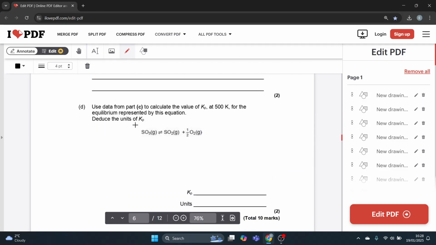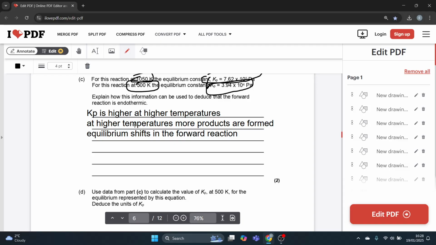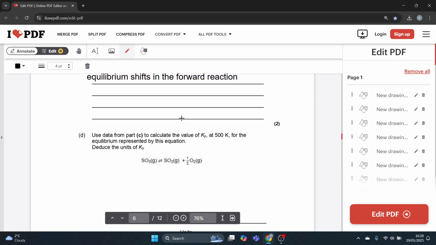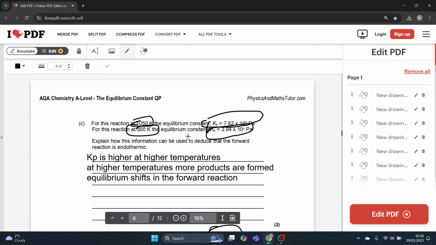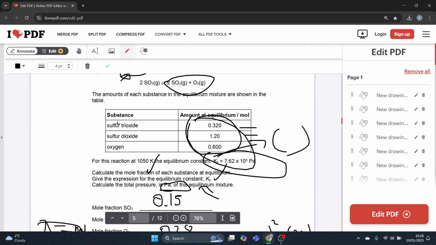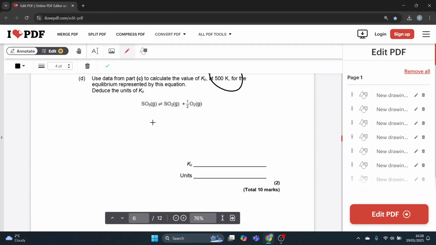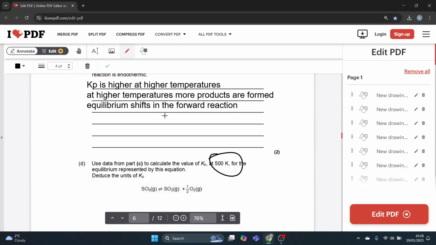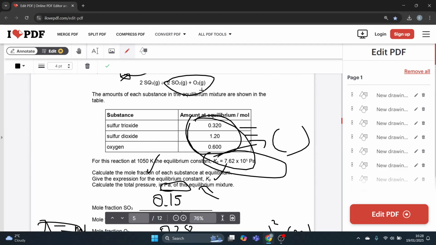Then it says use data from part C to calculate the value of Kp at 500 Kelvin. Okay, this one's a bit tricky. It's just a sneaky trick. It's not really tricky actually. So it gives me the value of Kp at 500 Kelvin as that. But this is for this reaction: 2SO3, 2SO2. All I've gone from here to there is I've just divided it by 2, the number of moles.